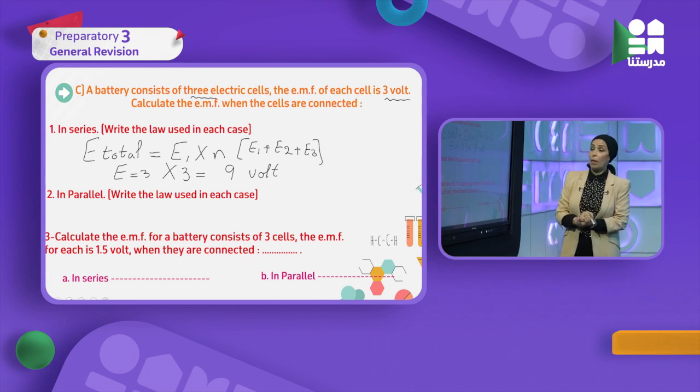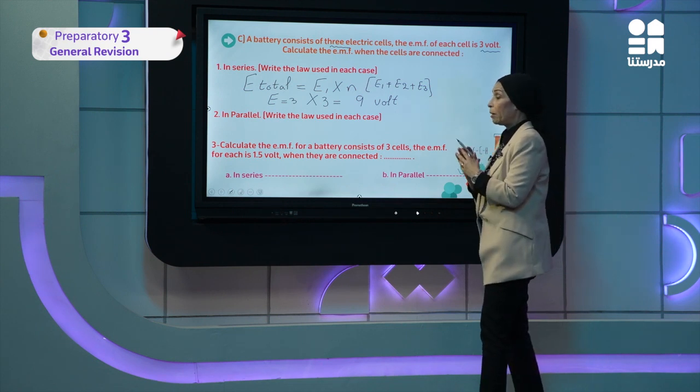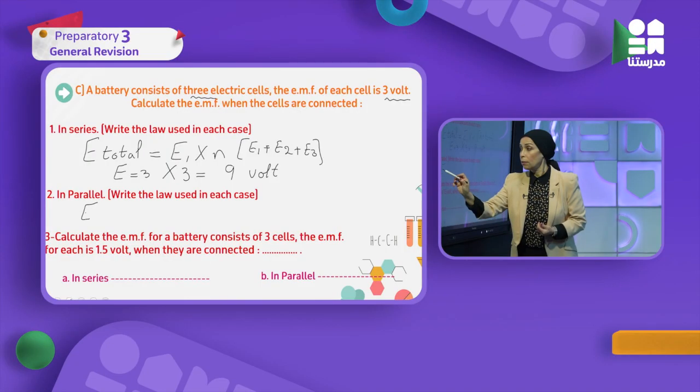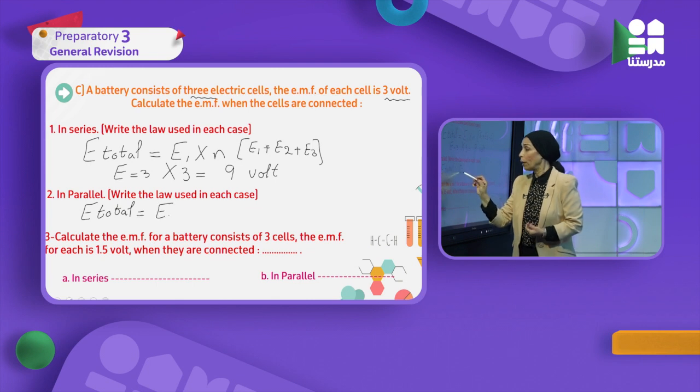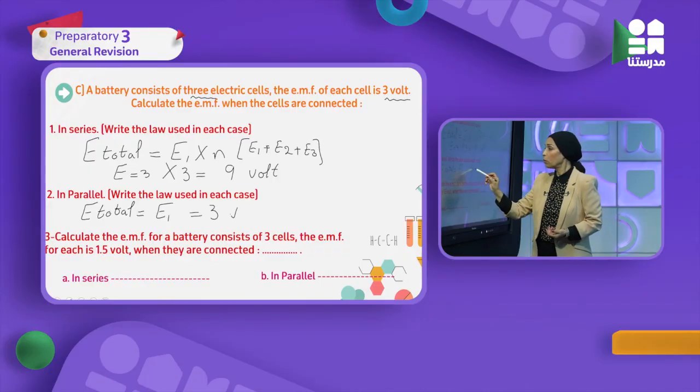تمام؟ طيب what about if I want to calculate the same amount, EMF, but if I connect them in parallel؟ عملت لهم connection in parallel. طب what is the rule أو law؟ هقول هنا E total for the 3 batteries equal E1, قيمة ال E الواحدة. طيب يبقى equal كام هنا؟ equal 3 volt.